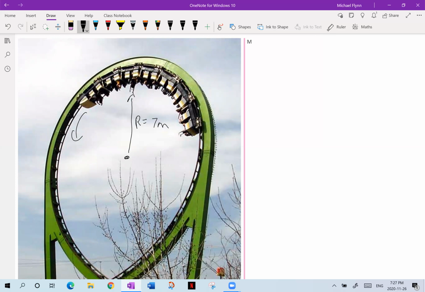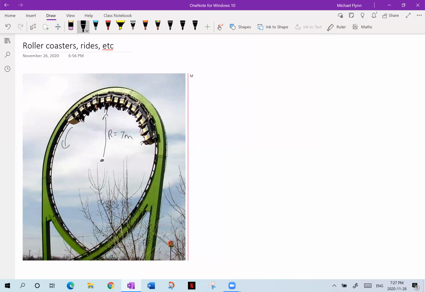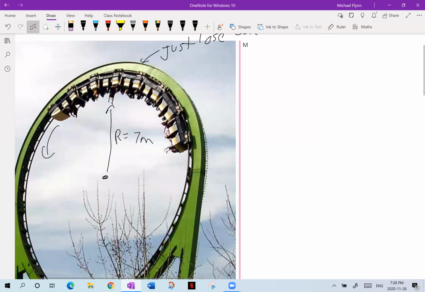Now I have a question for you. If it's a 7-meter radius track, here's a typical question. When they're upside down here, let's say that they just lose contact. Now what do I mean by that? I don't mean that they're about to die. I mean that their bums feel like they're coming off their seats because they're upside down. Now, they're not actually going to fall out of their seats, but they're just starting to fall out.